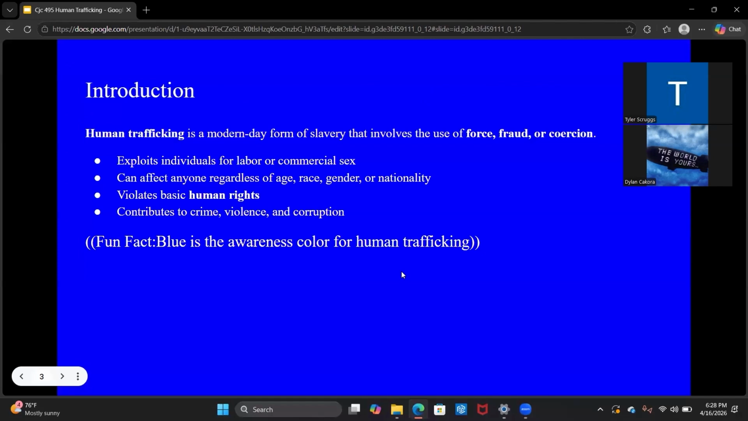All right. Our introduction. Human trafficking is a modern day form of slavery that involves the use of force, fraud, or coercion. It exploits individuals for labor or commercial sex, and can affect anyone regardless of age, race, gender, or nationality. It obviously violates basic human rights and contributes to crime, violence, and corruption. Fun fact, blue is the awareness color for human trafficking.